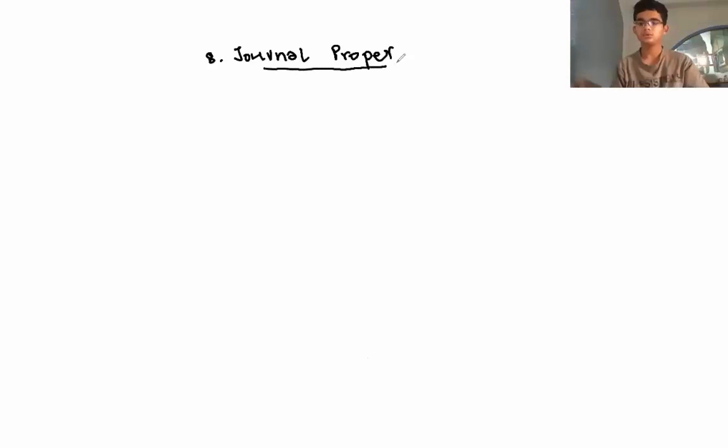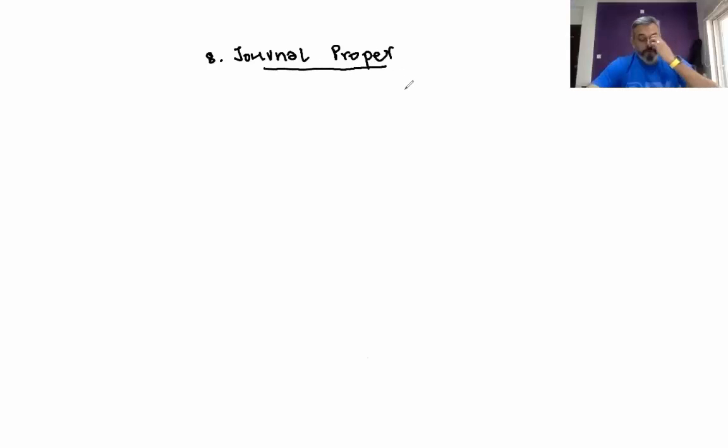Okay, so today we are going to start with this chapter number 8, that is journal proper. You can keep your notebooks ready so that you can scribble the important points. Now, this chapter, journal proper, is basically part of subsidiary books.